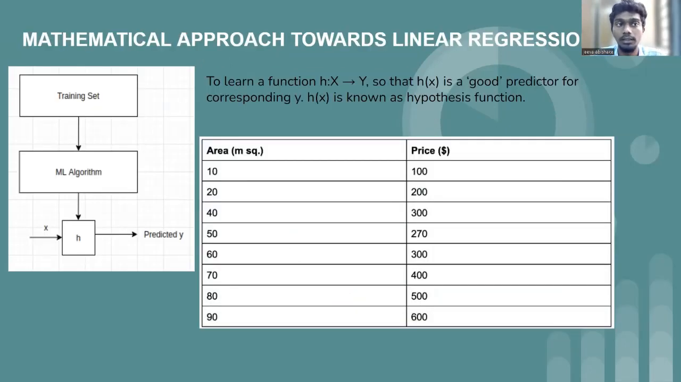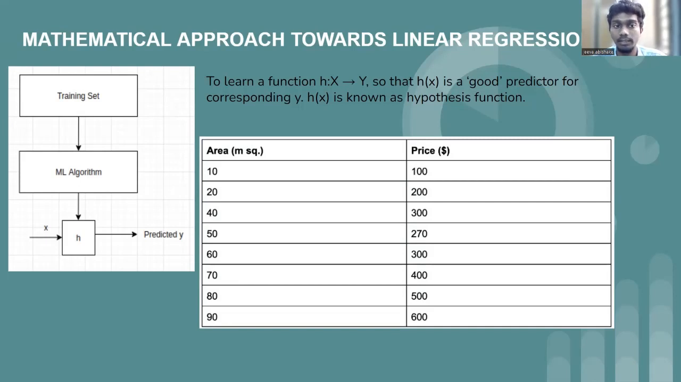Our next slide will be the mathematical approach towards linear regression. By training a machine learning algorithm, we can precisely predict a dependent variable. Here the H is a hypothesis. By creating an algorithm and training it with data sets, we can predict a dependent variable. So here the main task is to frame a hypothesis. This is what we are doing in a machine learning algorithm.